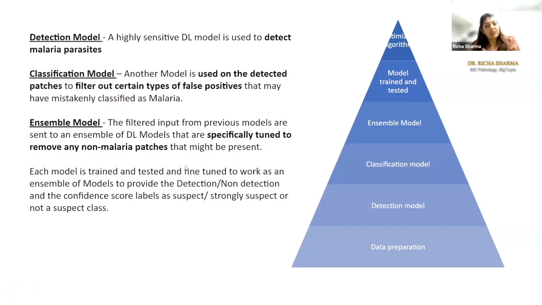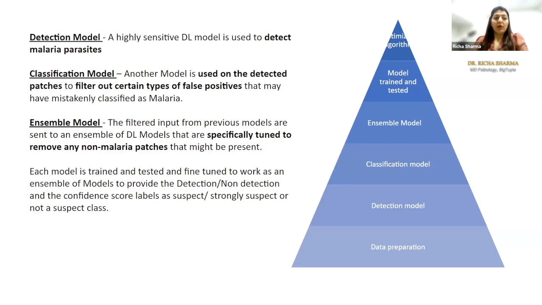Then all this data goes into an ensemble model, which specifically tunes to remove any non-malaria patches. After all this is done, the model is trained, tested, and then we have an optimized model ready from our end, and then it is given to the end user. So when you scan your slide, and after the AI has run it through multiple models, what you get is an output. That output says the sample has detected parasite or not detected parasite, along with a quantification or confidence score, where it says that yes, this sample has no suspects at all, strong suspects, or suspects.